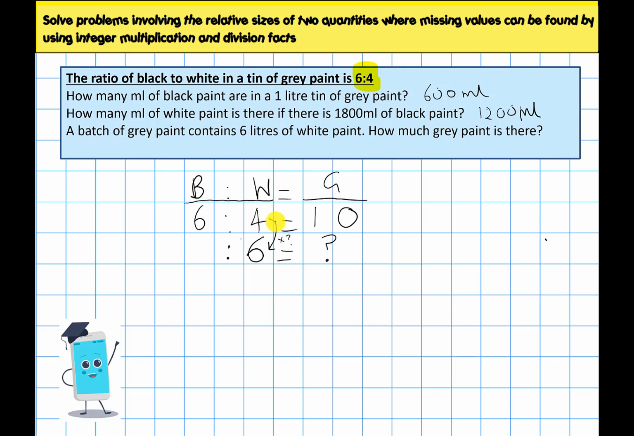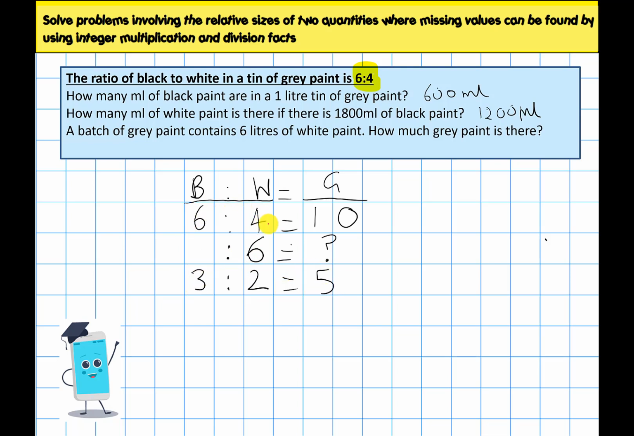So 4 does not fit fully into 6. It's going to be a part number. It's going to be a mixed number, a number and a fraction. But what I can do is I can find a common factor of 4 and 6. Now 4 and 6 are both even numbers. So what I'm going to do is I'm actually going to halve it. I'm going to halve this to make it 2. I'm going to halve this to make it 3.